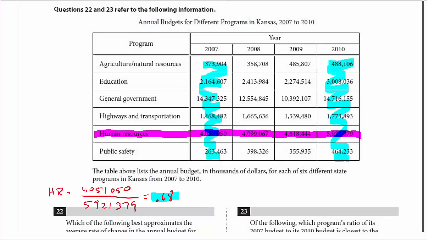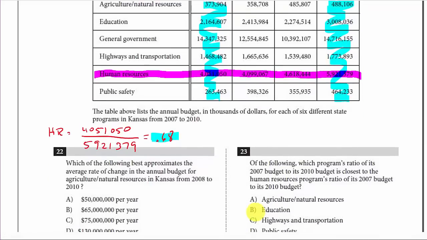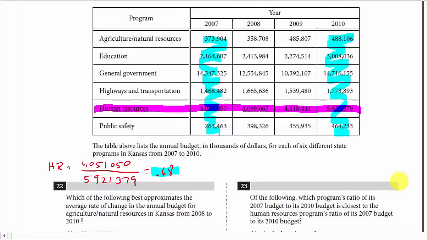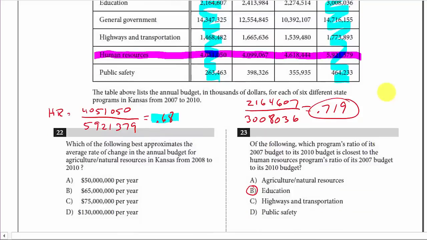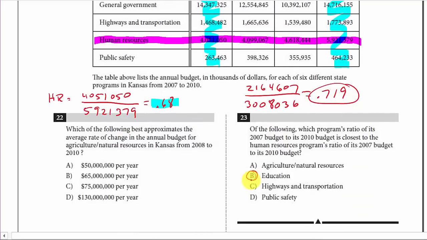I'm not going to go through and do all those, but the one that works is B, the education. You would take the 2164607 over the 3008036, and when you do that, that's 0.719, and that's the closest one. You can do this one by just doing this divided by this, and then this divided by this, and writing each of those answers down. You have a calculator, and see which one comes closest. But in this case, it's B.